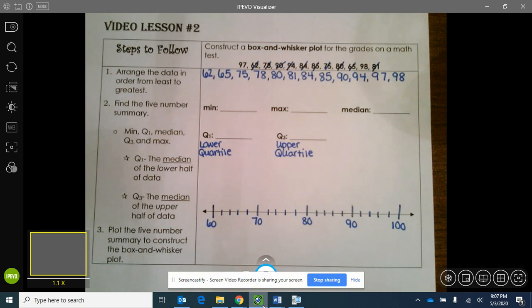Hello, welcome back. In this video, we are going to be taking a look at another example of how to construct a box and whisker plot. So let's take a look at the data that we're given. It says construct a box and whisker plot for the grades on a math test. So they gave us all the grades.